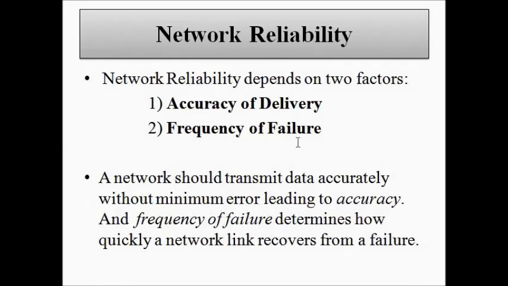So two things: first, accuracy. The data should be accurate, there should be no missing information, there should be no alteration or tampering of the data. And second is the frequency of failure, which is the recovery time of the network. How quickly the network recovers to its working state or active state after it has been shut down, or it experiences some technical malfunction. So that is what frequency of failure is.